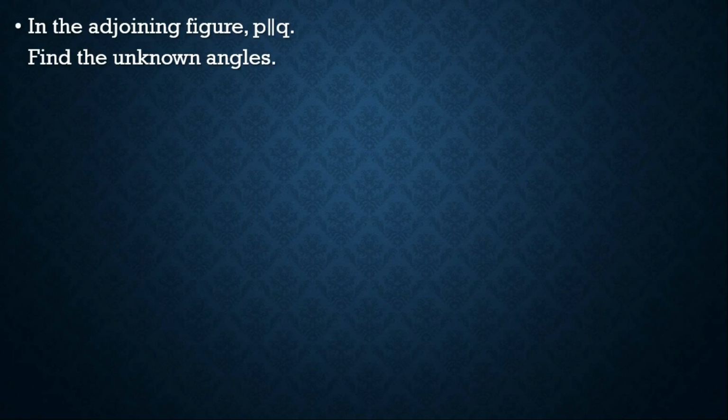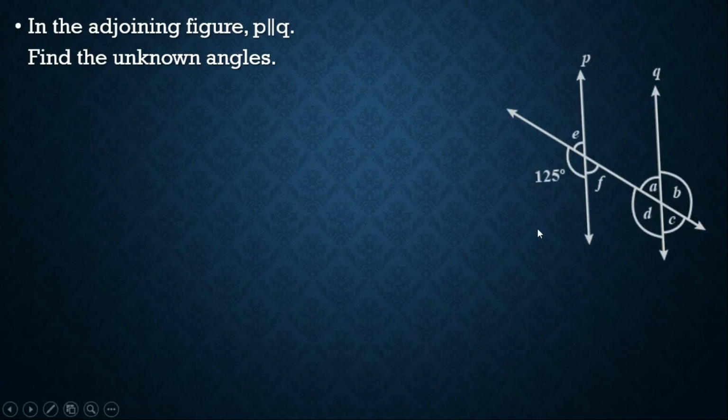In the adjoining figure, P is parallel to Q. Then find the unknown angles. So here is the figure. In this, line P is parallel to line Q, and this line is a transversal. If one angle is 125 degrees, then we have to find the other unknown angles: angle A, angle B, angle C, angle D, angle E and angle F.